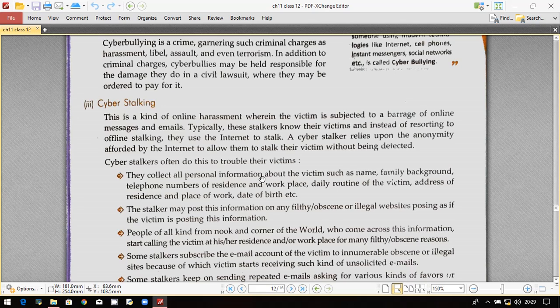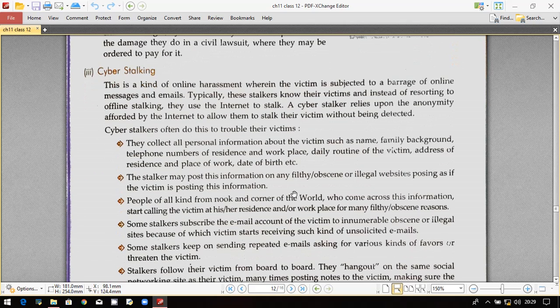They collect all personal information about the victim, such as the name, family background, telephone numbers. Okay, so all these things are very easy to get if they are following the people for a longer period of time. Okay, from their Facebook IDs or from their Twitter IDs, or the number of posts they have shared and the people they have tagged. So there is a high risk that they are going to get access to this information if they are repeatedly stalking them over their internet platforms. Okay, the social platforms, the digital platforms.